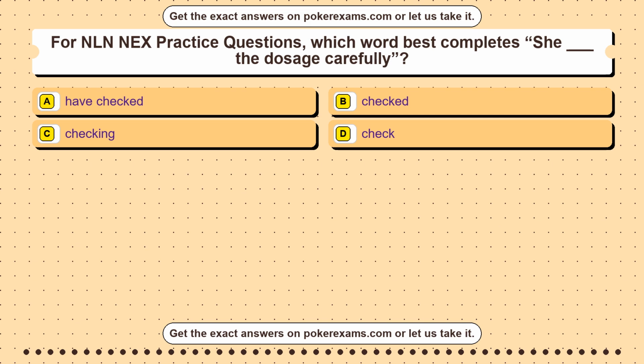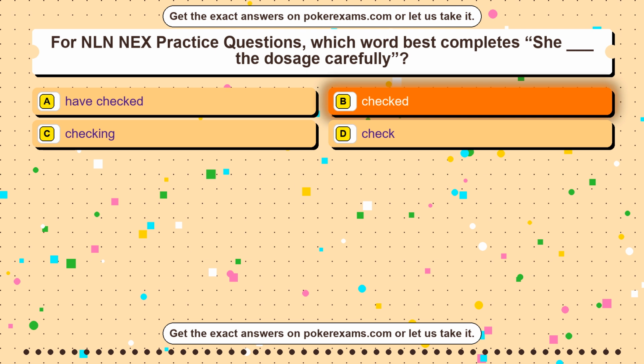Question 32. For NLN NEX Practice Questions, which word best completes: she blank the dosage carefully? Option A, have checked. Option B, checked. Option C, checking. Option D, check. The correct answer is option B, checked.